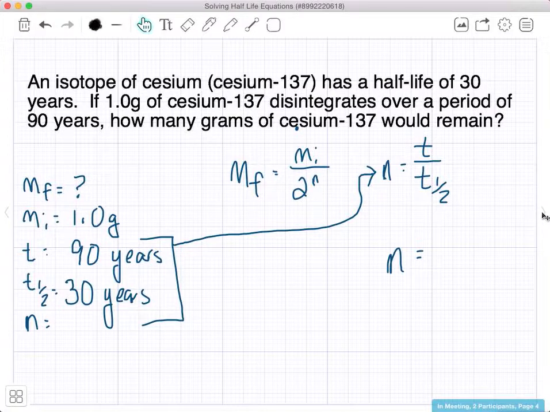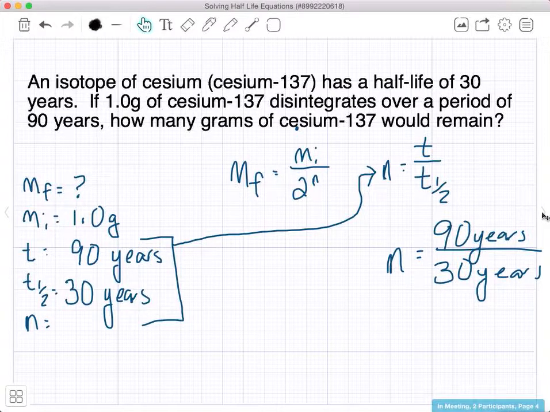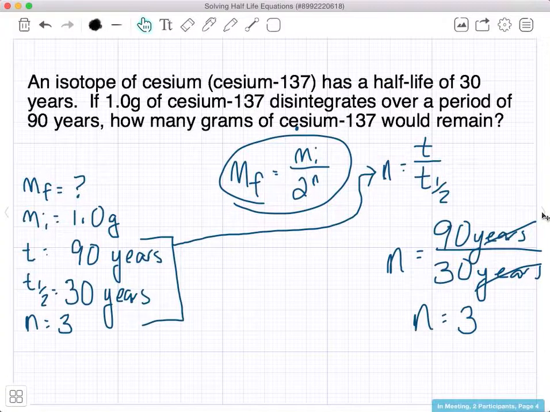So n equals the 90 years divided by 30 years. So years cancel out. And we're left with n equals 3. So 3 half-lives have passed in this. So n equals 3. Now, we can use the other equation. So we can use this equation to solve for our final answer. And we do that by m sub f, we're solving for final mass, is equal to 1.0 grams, the initial mass, divided by 2 raised to the nth power, and n is 3.